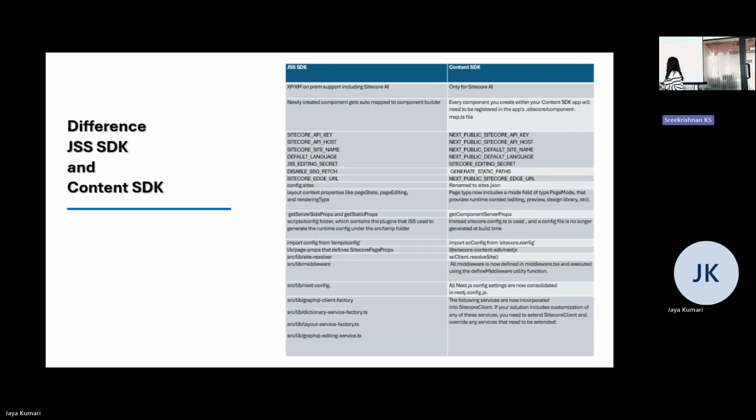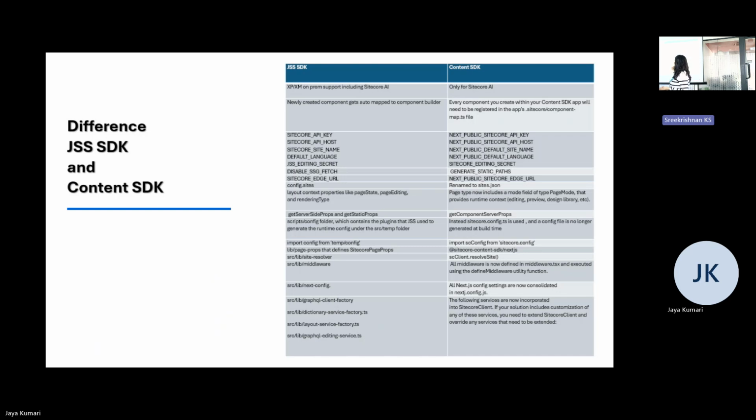In the JSS, we had the layout context properties called pageProps, pageEditing, and renderingType. Now they have replaced these with the mode. As you know, in Content SDK, design library support is also there by default. So they are just using the page mode instead of all these. Under the page mode, they have variables like editing, preview, and design mode.